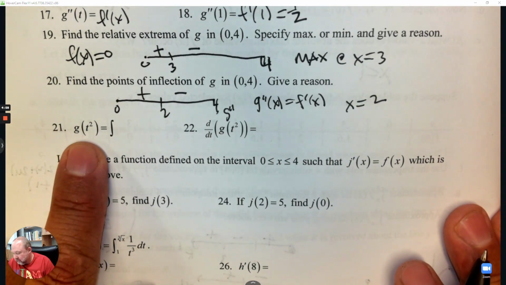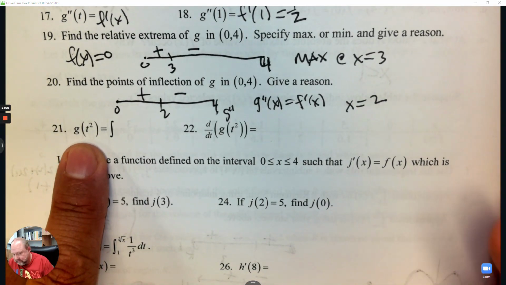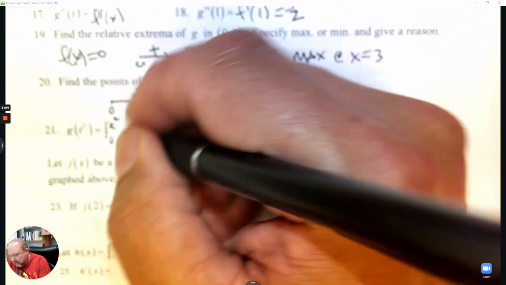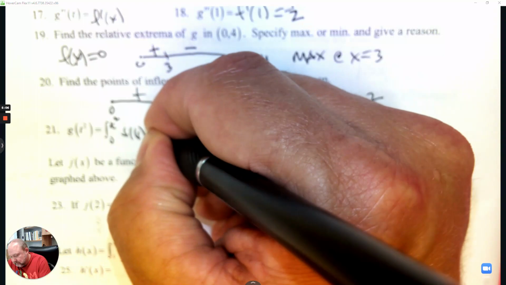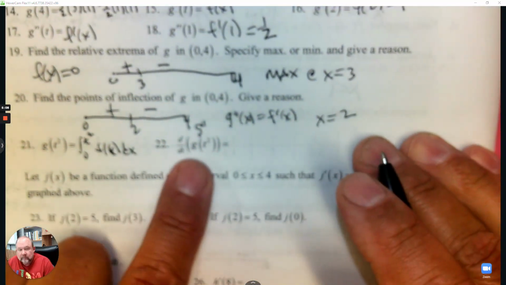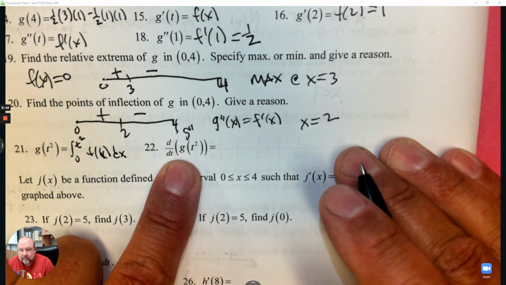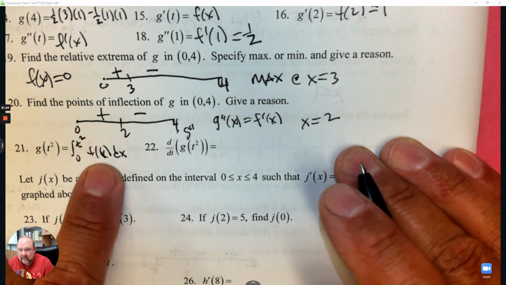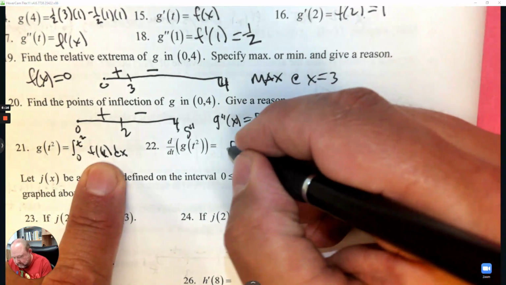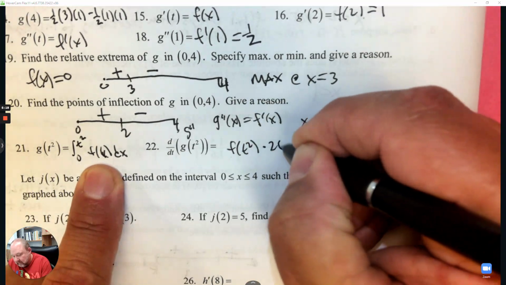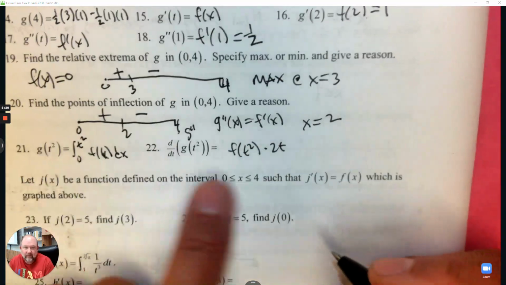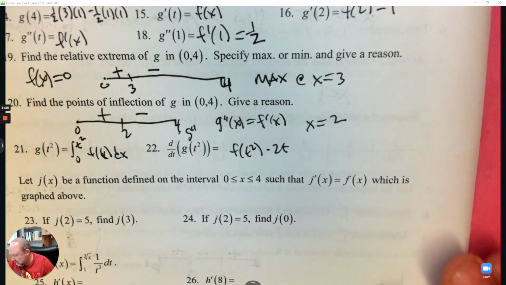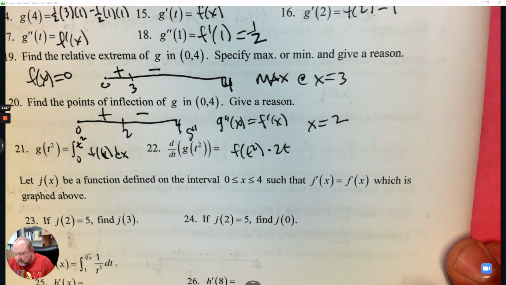integrate g at t squared. If you take the derivative of this, then you plug in t squared, but then the hook, the derivative of that creates the hook for the fundamental theorem of calculus. So we need a 2t at the end as the hook. 23.